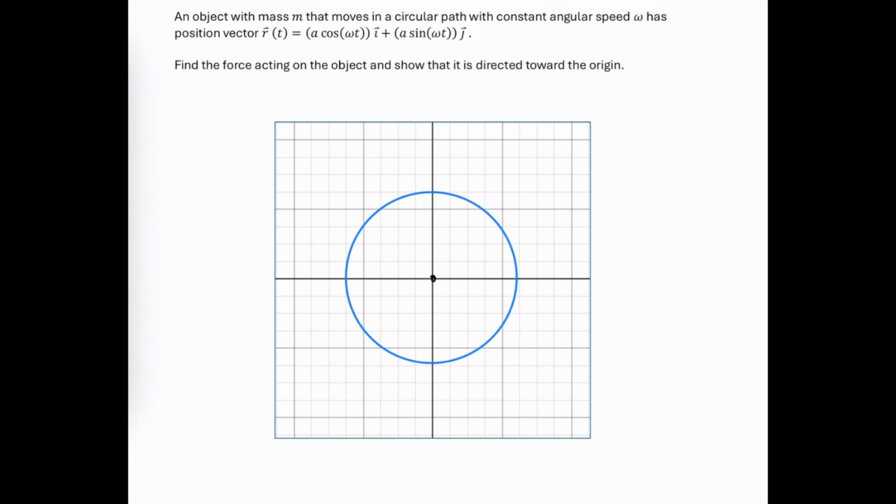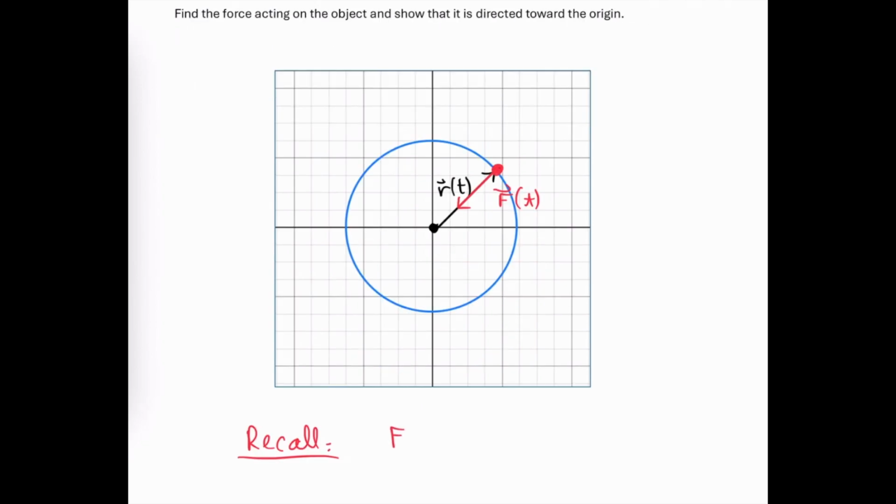So here's our circular path, and our vector function is going to have output vectors that terminate at ordered pairs that are on the circular path. And we're being asked to find the force that acts on this object, and we want to be able to show that it's directed toward the origin, so that that force is pushing back in the opposite direction than the position vector itself. Let's recall that that force as a vector can be determined by considering the mass of the object and then multiplying that by the acceleration vector.